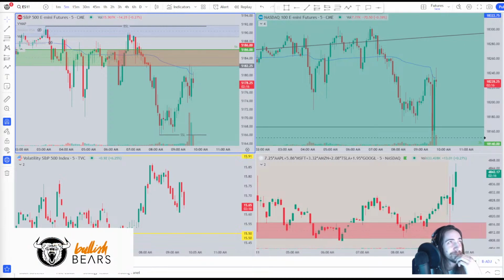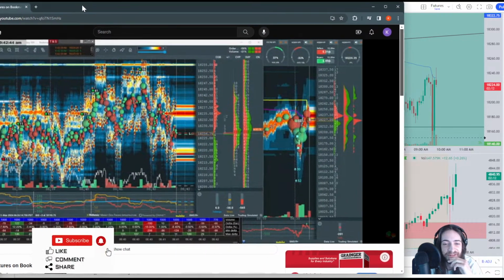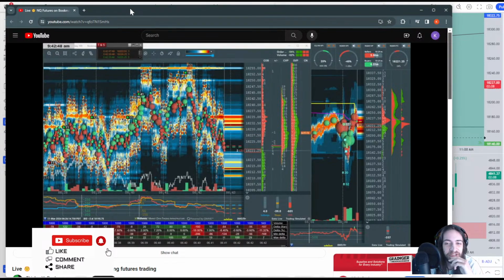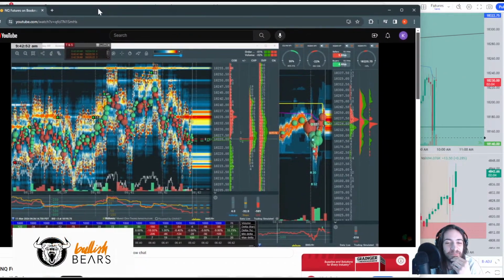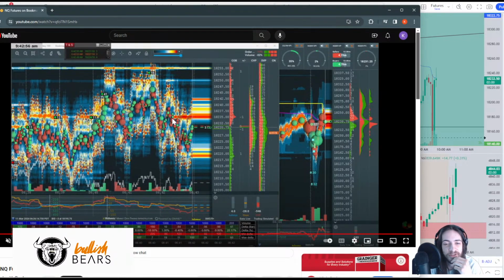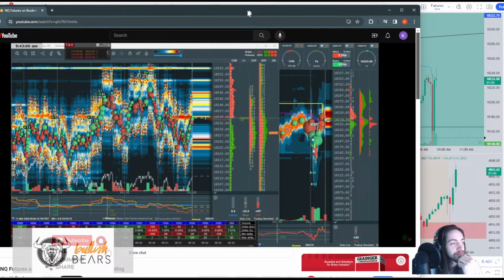I'm also looking at that Bookmap YouTube thing. It's pretty funny still. Imagine trading off a YouTube Bookmap. That'd be crazy. Look how choppy we are, though. If we're looking at a Bookmap, look how choppy we are. Here's some buying pressure, selling pressure, buying pressure, selling, buying, selling, buying.